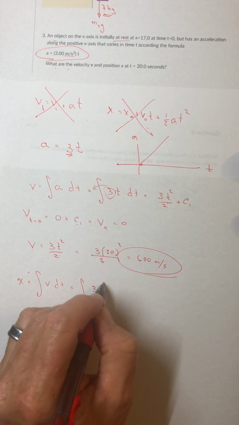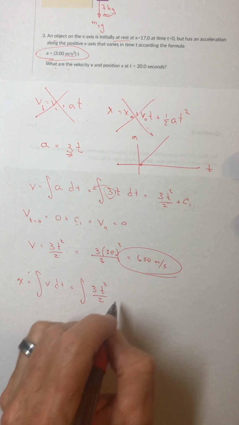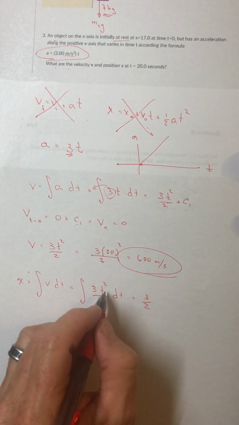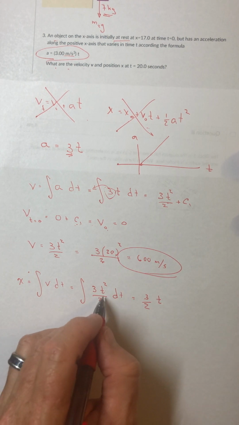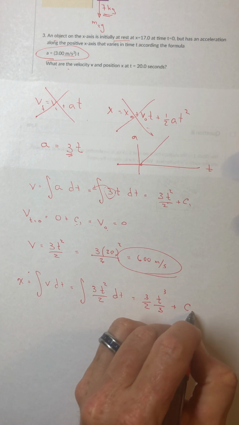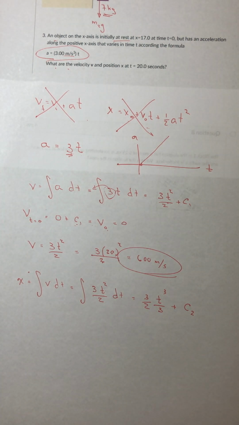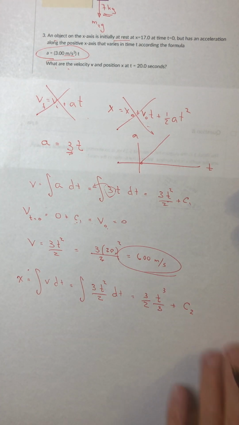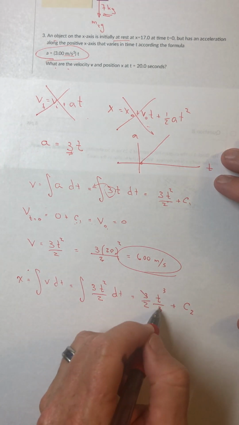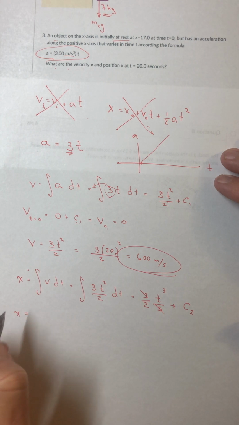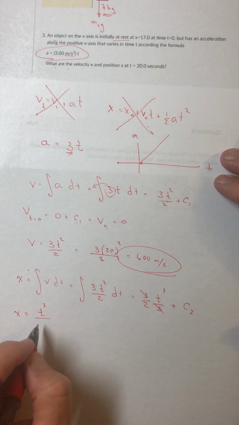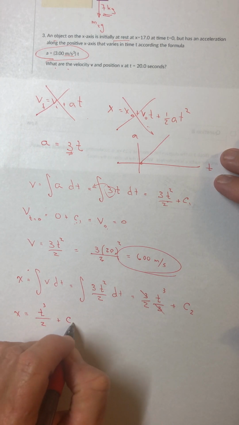So we've got 3t squared over 2 dt. And the 3 over 2 I'll leave alone. And then when you integrate, you take the time and you raise the exponent, divide by the new one. And then don't forget some kind of constant of integration, which in this case I'll call C2. I can simplify this a little bit, and I get t cubed over 2, and then that constant.